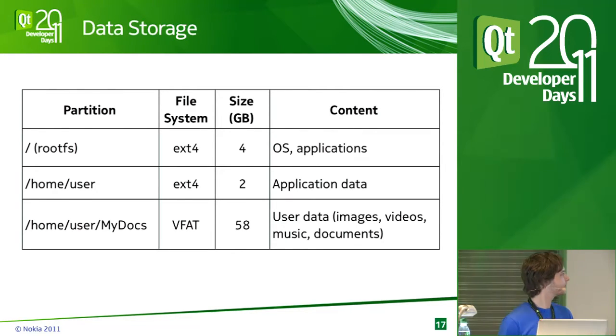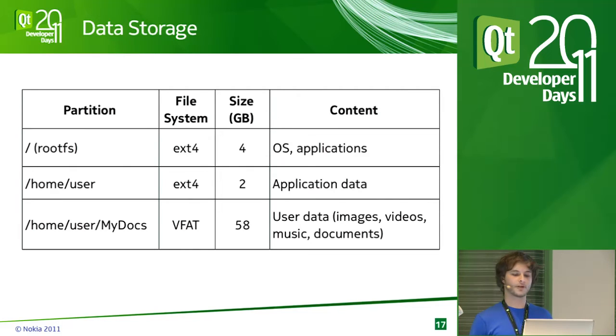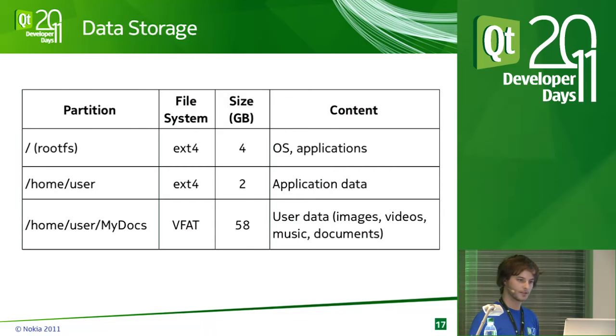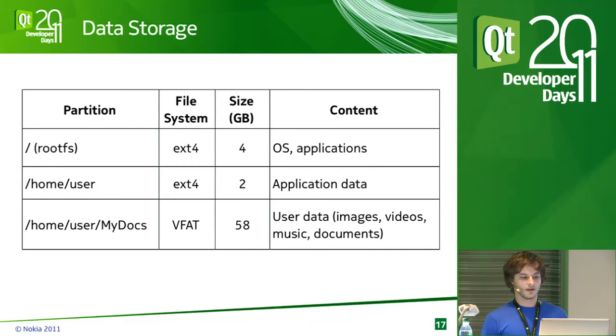So as you can see here, these are the three partitions that are on the phone. The first one is where all the applications are put, like the built-in ones, but also the ones you download, and also the OS. It's 4 gigabytes. You have the partition that is in home user. This is all the application data, so typically the settings or the databases. This is 2 gigabytes.